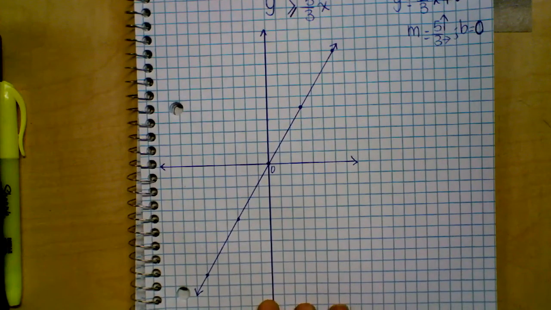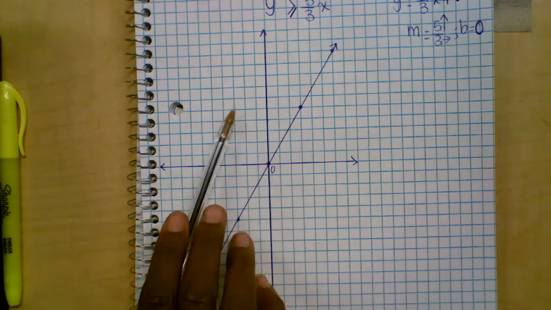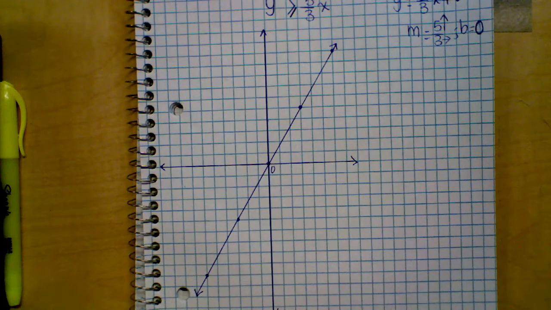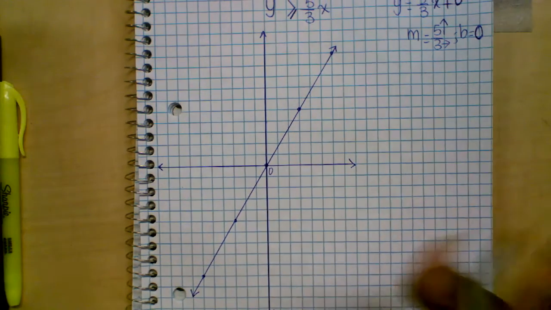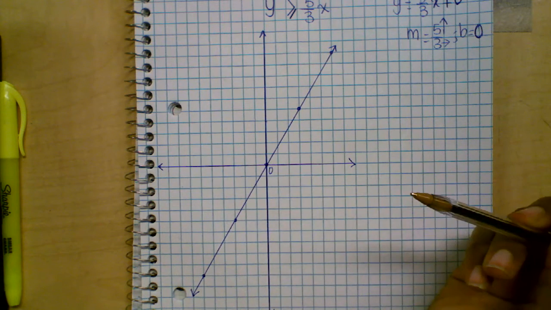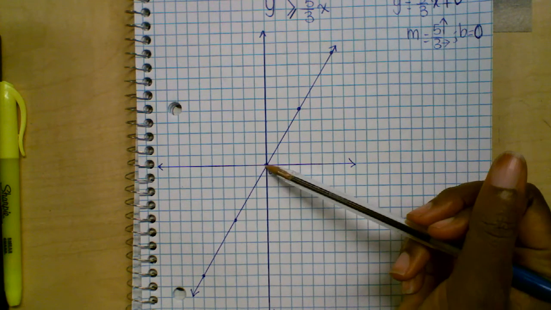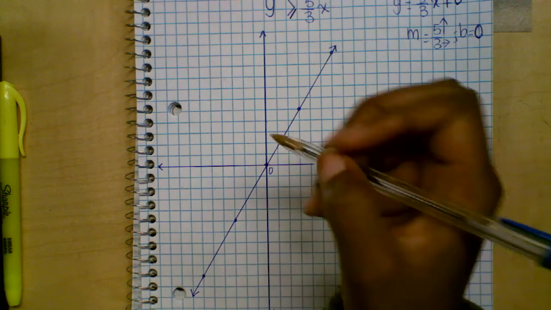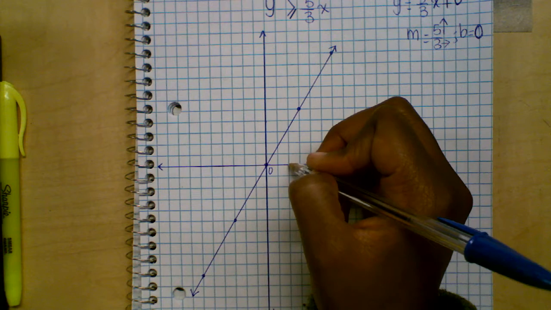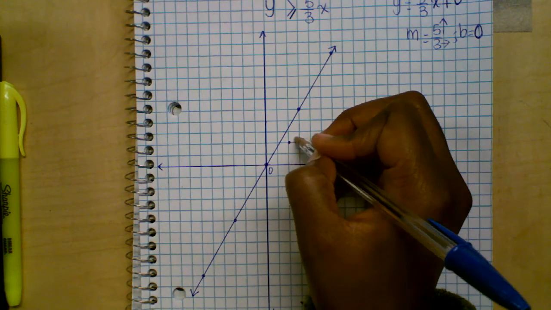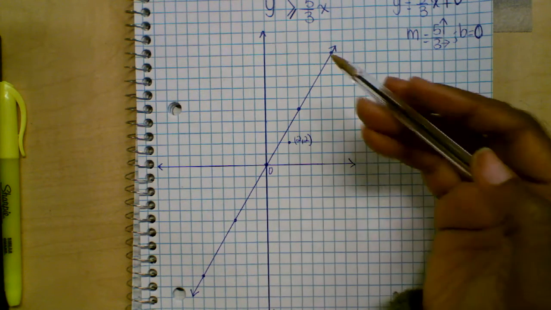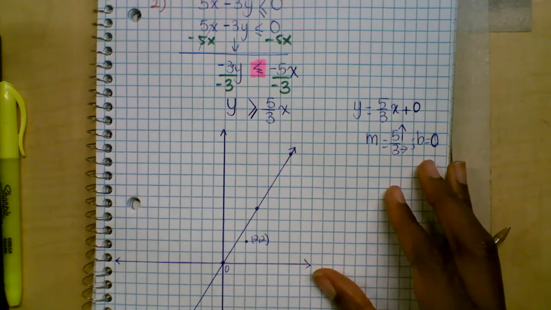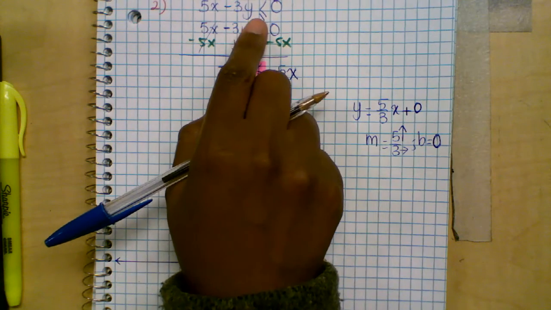So which side are you going to color, above the line or below the line? How do we find that out? You want to do step 4 now: choose a point. I like my point 0, 0, but since it's on the line, I don't want to use it. So I'm going to choose another point, 2, 2. This point right here, 2, 2. I want to see if it makes the inequality true or false. The original inequality given is 5x minus 3y is less than or equal to 0.